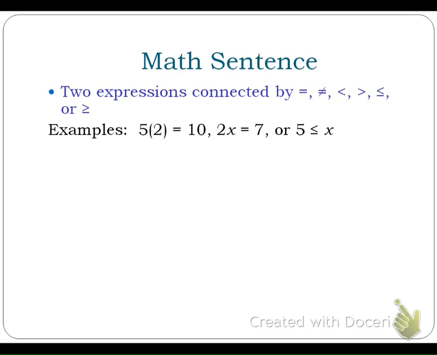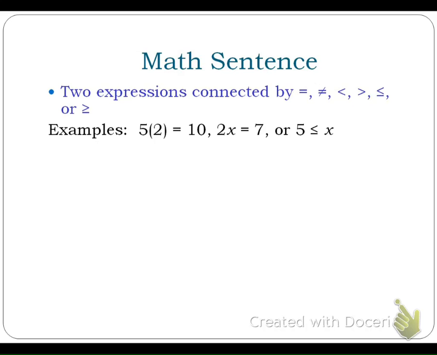2x equals 7 is another math sentence. It's a sentence because it has that equal sign. Now on either side of that sentence, there is an expression. On the left side, the expression is 2x. On the right side, the expression is 7. Expressions can just be one term long, but generally have more than one term. 5 less than or equal to x. You have an expression of 5 on one side, that constant, and on the right side, you have just the variable term, x.